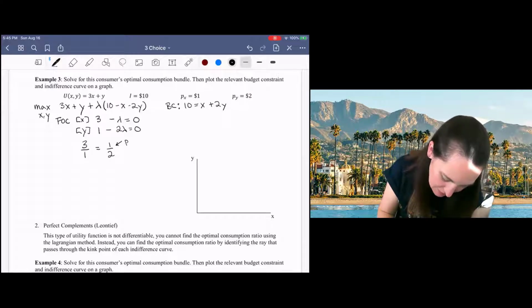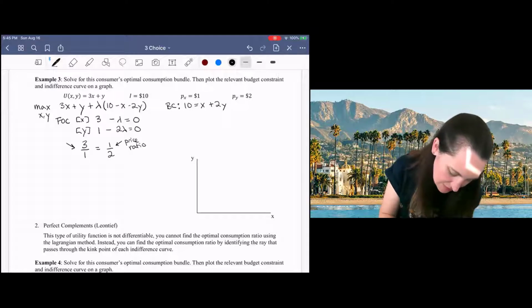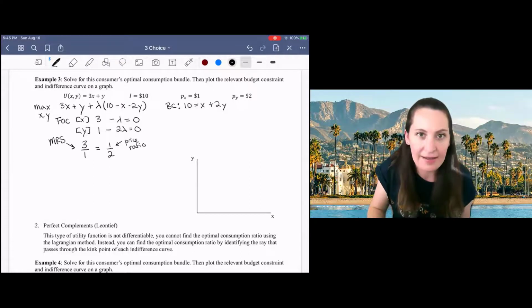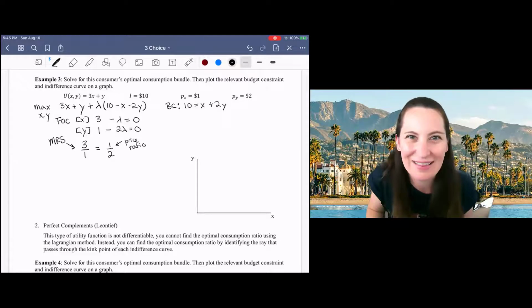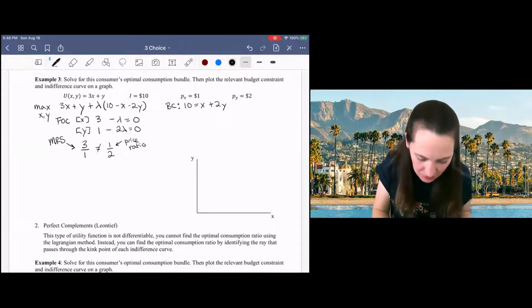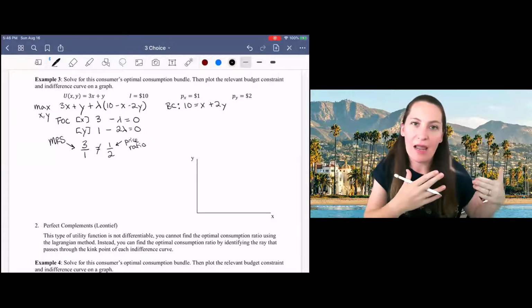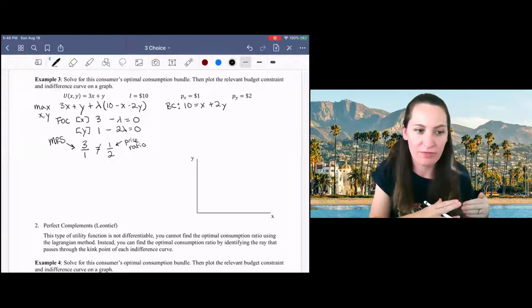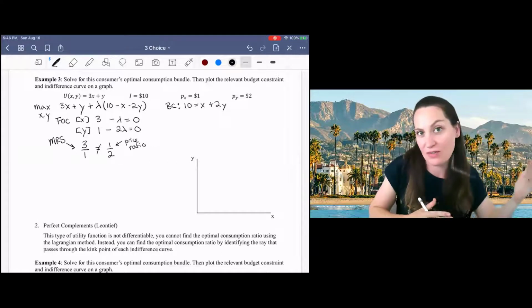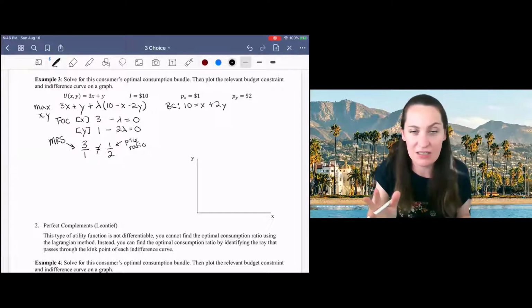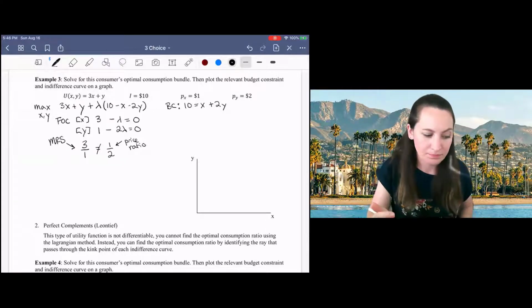So this is my price ratio. This is my marginal rate of substitution. And you can see here that that's not true, right? 3 is not equal to 1/2. And so this doesn't work because my budget line is a straight line with a slope of 1/2, and my indifference curve is a straight line with the slope of 3, so there's no tangency between those two lines.